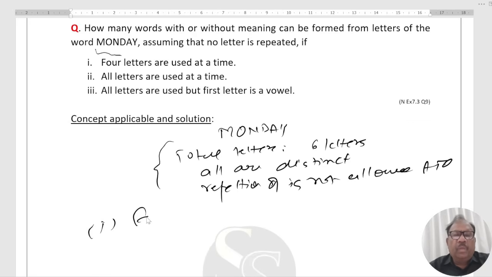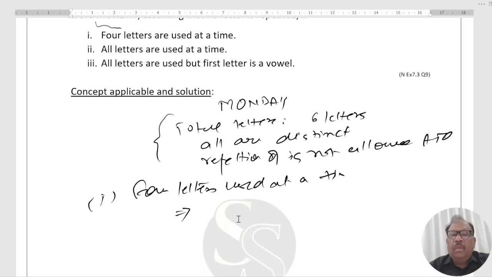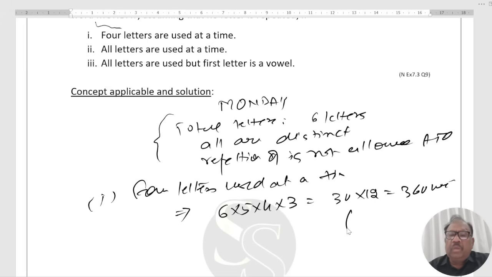First part. Four letters are used at a time. So 6 into 5 into 4 into 3. By multiplication, 30 into 12, 360 ways. Another way is 6P4, factorial 6 upon factorial 2, which will come to 6 into 5 into 4 into 3 into factorial 2 upon factorial 2, cancel out. This is the first part answer.